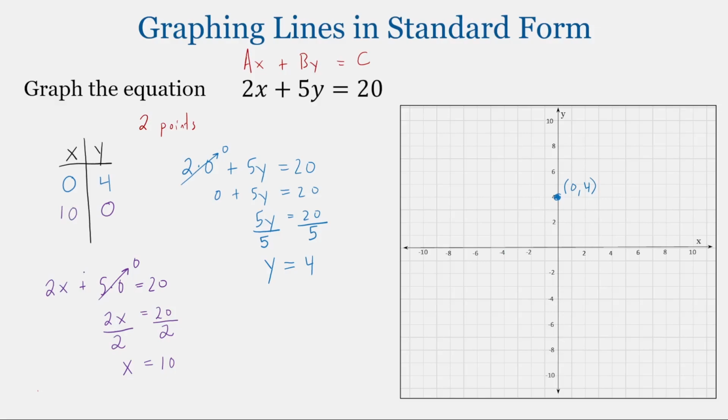So let's plot that point. We have an x value of 10, so we'll move over 10 on the x-axis. The y value is 0, so we're not going to move up or down. And so here is our x-intercept, and this is at 10, 0. We now have 2 points, and we can connect those 2 points with a line. And we have now graphed the linear equation 2x plus 5y equal to 20.